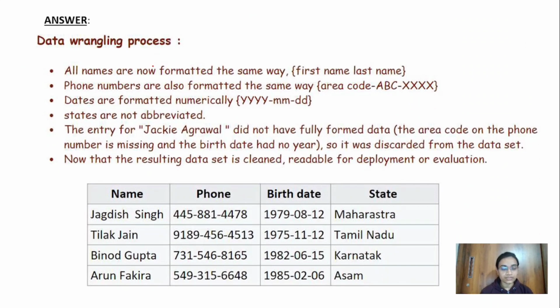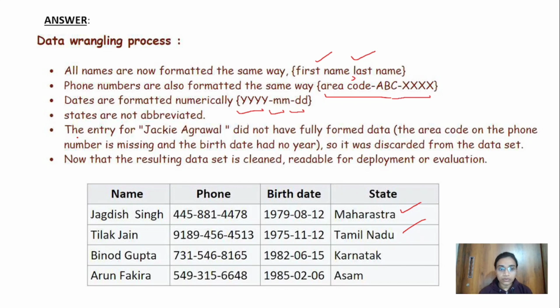In the data wrangling process, we'll format all the names in the way first name, comma, last name. First we will write the first name of the person and then we will write the last name. The phone numbers are formatted in the same way, every phone number must contain 10 digits, not more than that and not less than that. And dates are formatted numerically. First we'll write the year, then the month, and then the date. Now the states are not abbreviated. We'll write the full name for every state. We will not use abbreviations.